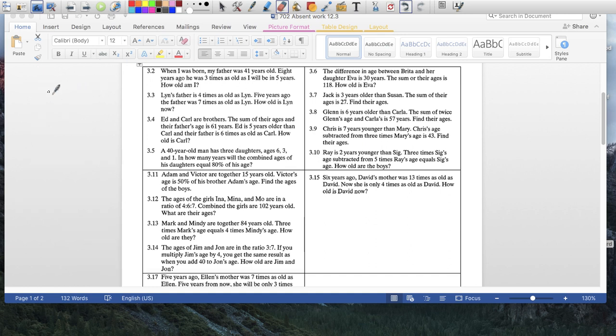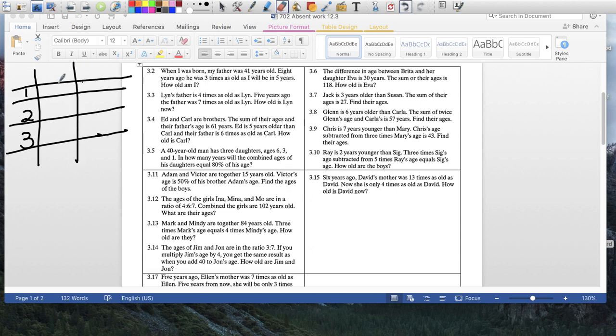3.5. A man has 3 daughters, ages 6, 3, and 1. In how many years will the combined ages of his daughters equal 80% of his age? So we have daughter 1, 2, 3, and their ages are 1, 3, and 6. And time is what I'm going to be missing, right? How many years?